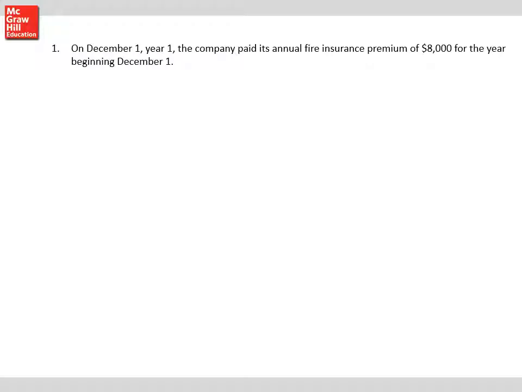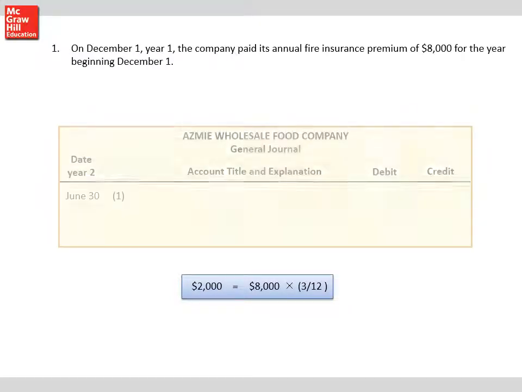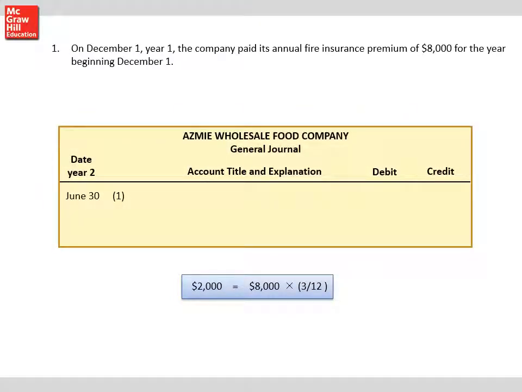Okay, so we need to account for 3 more months, April, May, and June. So 8,000 divided by 12, 666.67 times 3 more months, $2,000. So on June 30th, April, May, and June's insurance expense must be recorded. Debit insurance expense for $2,000, credit prepaid insurance. And since they didn't tell us they recorded the insurance payment originally any other way, we assume it was the correct way.